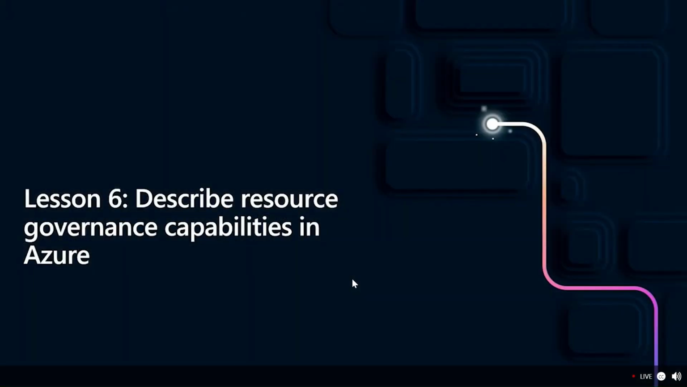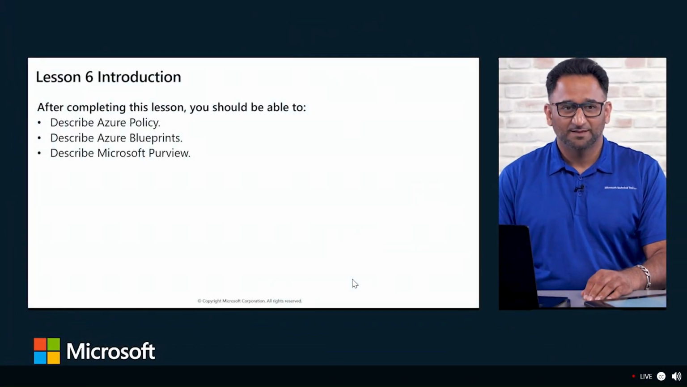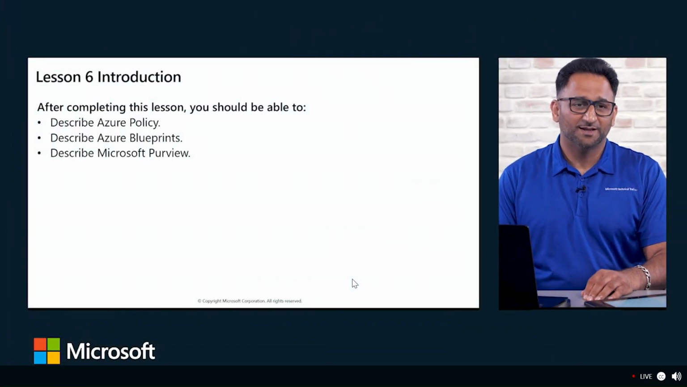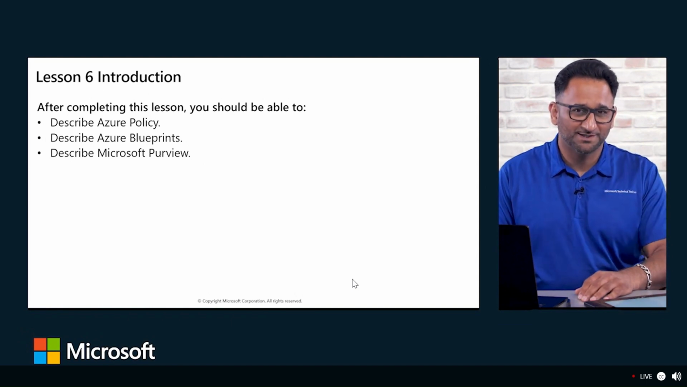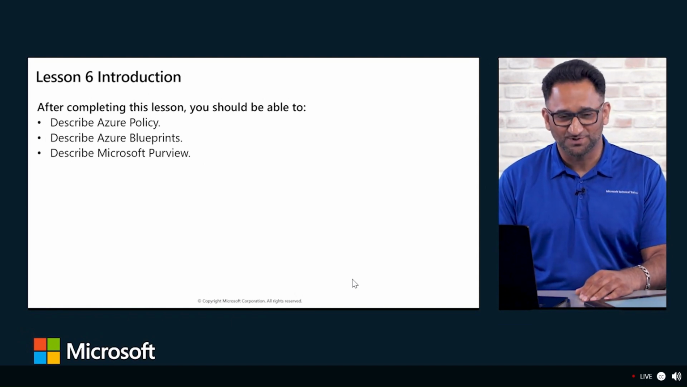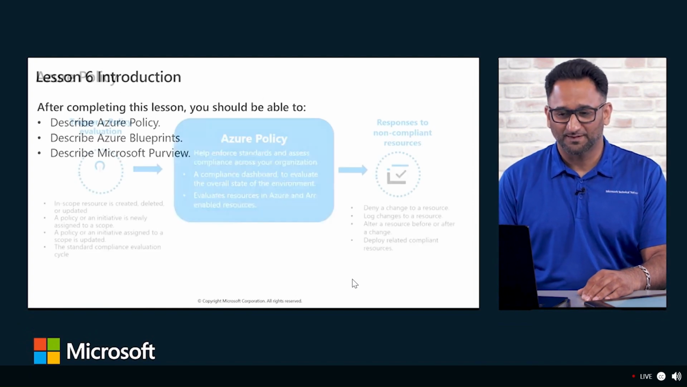Let's look at lesson number 6. Here we'll describe the governance capabilities in Azure. Now, within Azure, we'll talk about Azure policies, Azure blueprints, and Microsoft Purview. By all means, this is not everything in Azure that we can talk about in terms of compliance, but we're limited to the scope of this course, so we'll discuss just these things as we go along within this module.